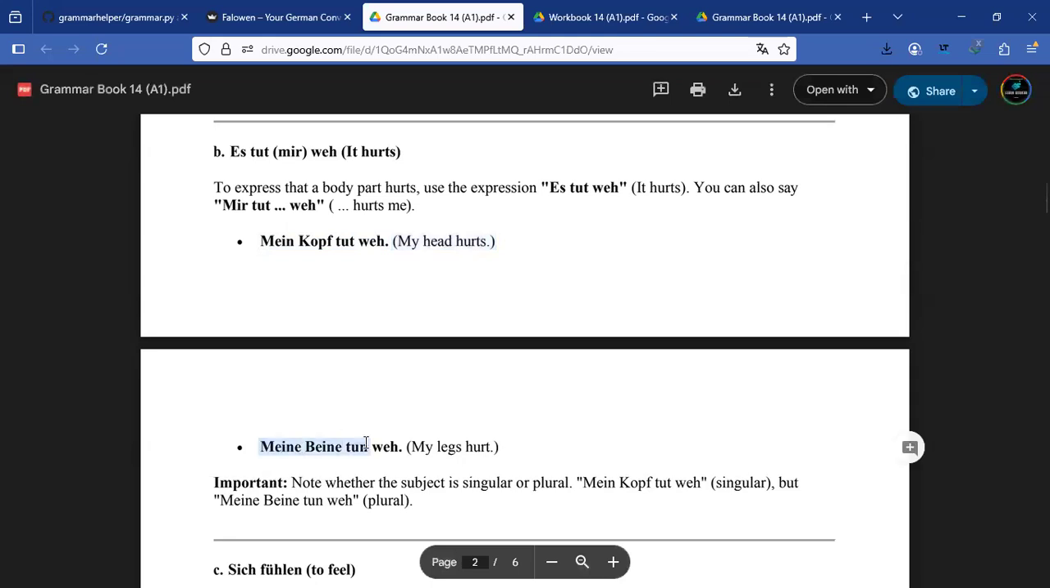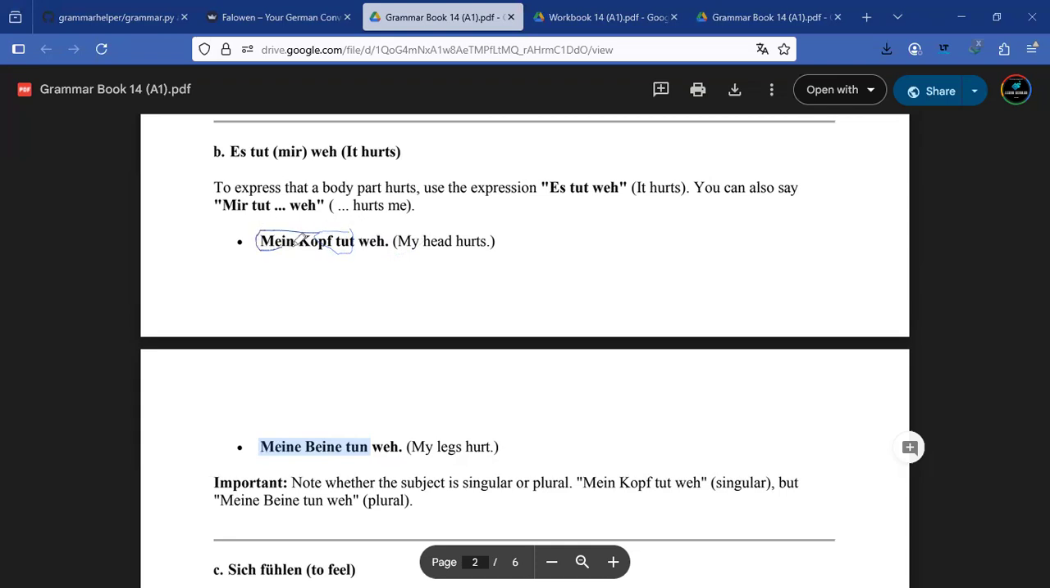And this one is "meine Beine tun weh." So here is "tut weh", here is "tun weh." So why is it like that? Here is "tut weh" because we are just talking about one body part, right? And plural, more than one, then we are going to use "tun weh." And it's just a conjugation of the verb, because "tun weh" is a verb, right? That means that it is paining you.